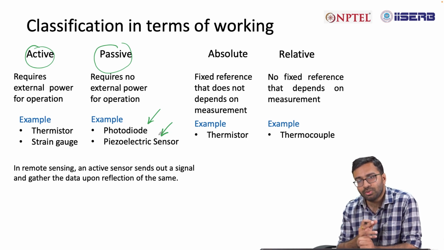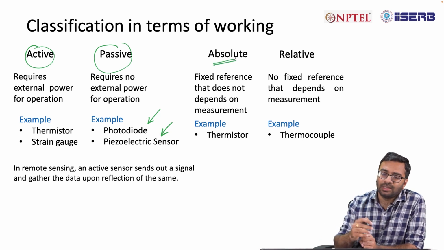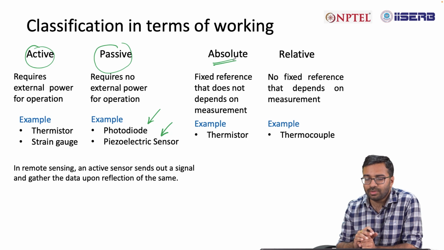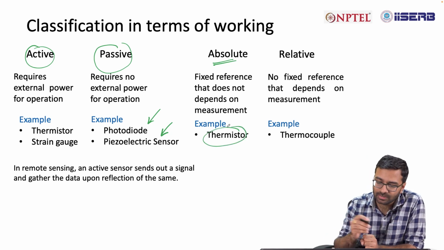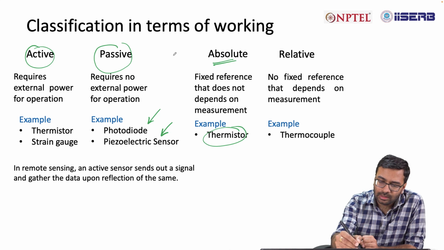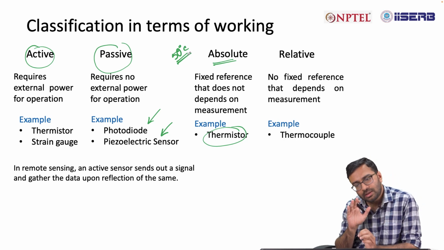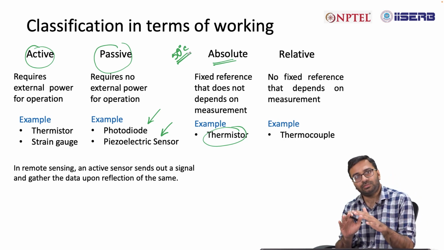Then we have absolute and relative sensor. Now in case of absolute sensor, the reference of the sensor is fixed. For example, if you take a thermistor, for thermistor the reference is fixed. What I mean by that is, for example, if you procure a thermistor, you know what will be the response at 50 degrees centigrade. So the reference is fixed. That is an absolute sensor.